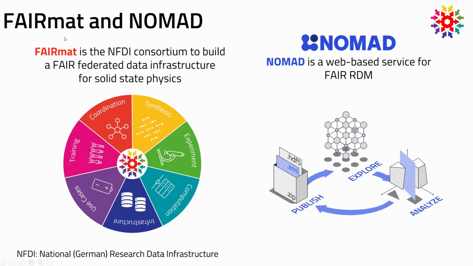So we should understand FAIRmat. FAIRmat is this consortium that builds this federated data infrastructure for solid state physics and material science. We are organized as a consortium in several areas. We start with synthesis. This is about how to fabricate materials and all the data related to it. There is this section experiment that we belong to. We organize how to characterize and how to understand materials and all the physical relations. So we try to organize research data management for experiments. There's the important branch of computation, I will explain this in a minute, and infrastructure.